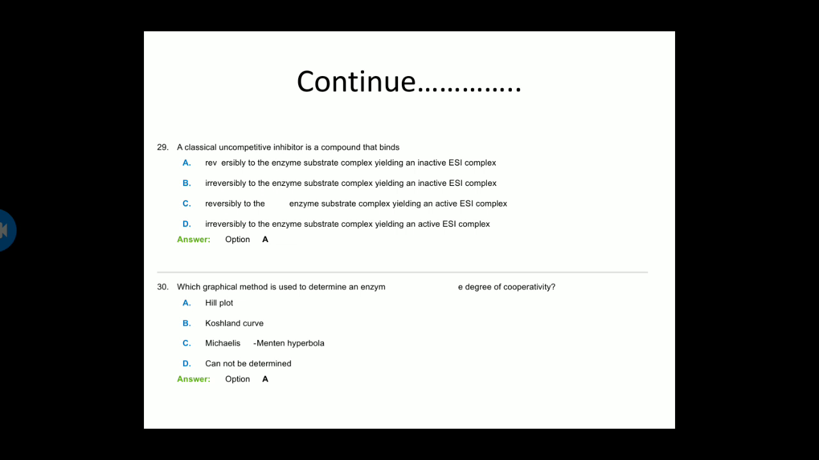Last question: which graphical method is used to determine an enzyme's degree of cooperativity? Option A is Hill plot, option number B is Lineweaver-Burk curve, option number C is Michaelis-Menten hyperbola, and option number D, cannot be determined. So here the correct answer is option A, Hill plot, right? The graphical method used to determine an enzyme's degree of cooperativity is the Hill plot. So A is the right answer.